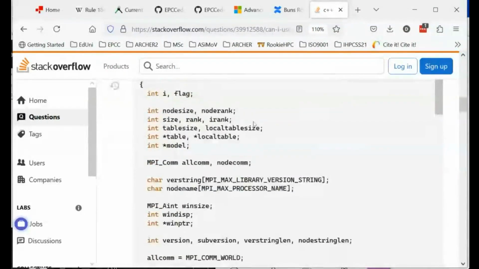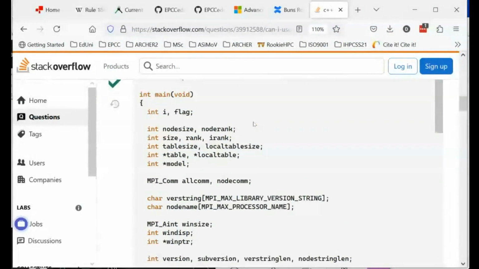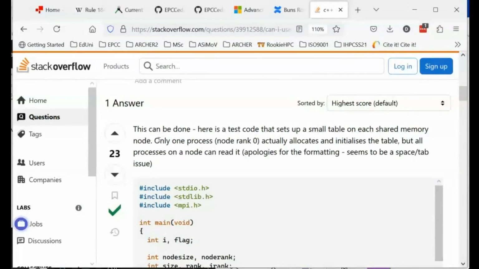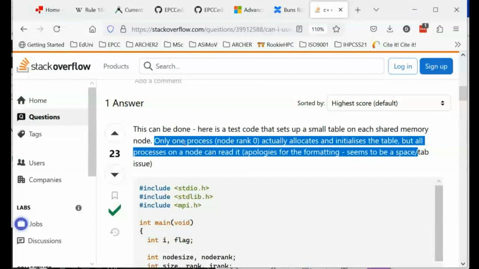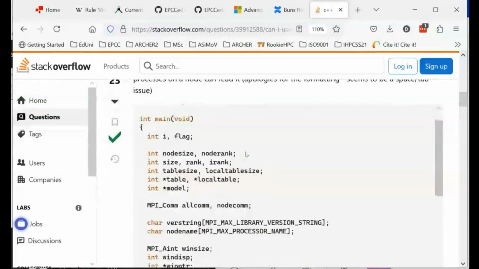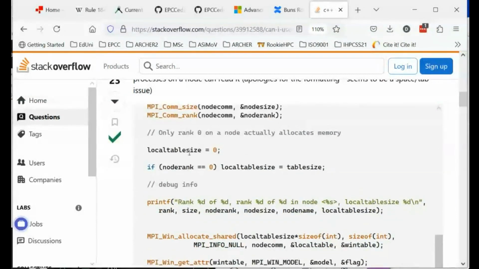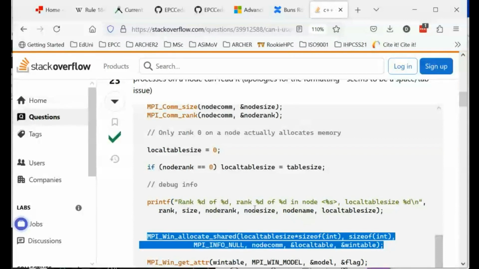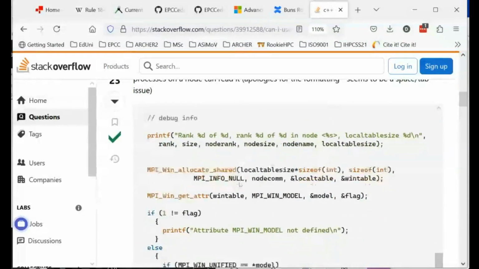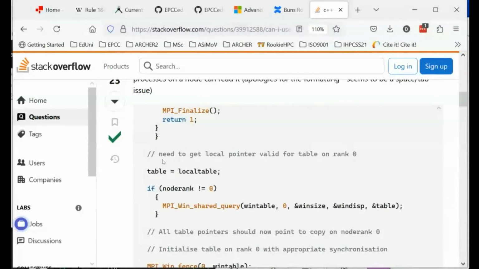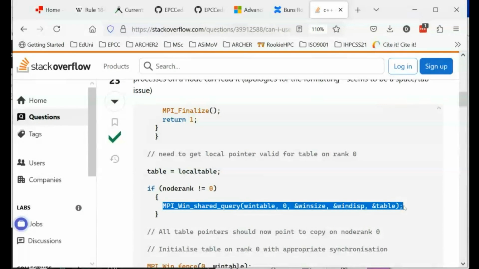It does a trick where it allocates a lookup table on only one process per node. Rank 0 actually allocates an initial table so the node can read it. So I say the local table size is 0 if I'm not rank 0 on a node. In this MPI win allocate shared, actually all the data is being allocated by rank 0. And we need to do this trick: we need to get a local pointer value out. If node rank is not 0, we need to do this MPI win shared query.